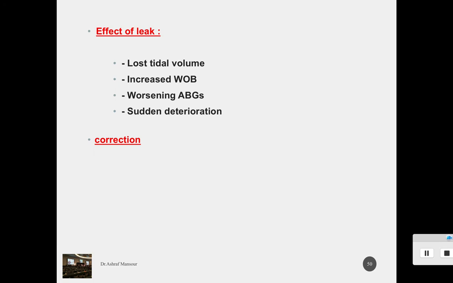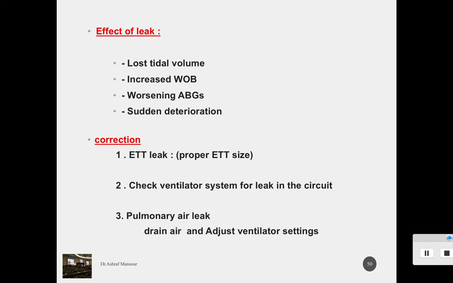Sometimes you have to correct this leak by adjusting the position of the tube from time to time, but don't believe in adjusting the position in high leak, because the support will be undefined. So if there is ETT leak and you can change it, you can also check the ventilator. There may be a leak in the circuit of the ventilator itself, or if the baby has air leak syndrome, pneumothorax, you can treat by tapping according to the condition of the baby.